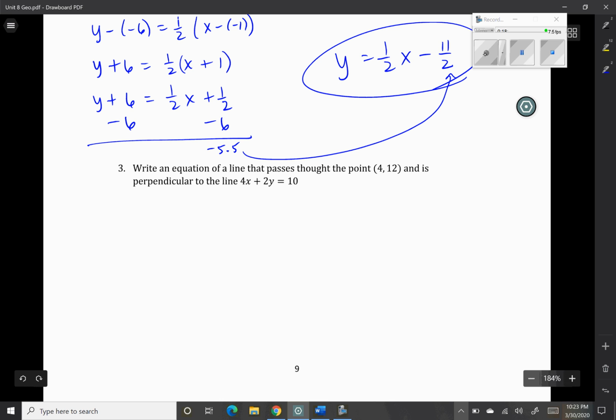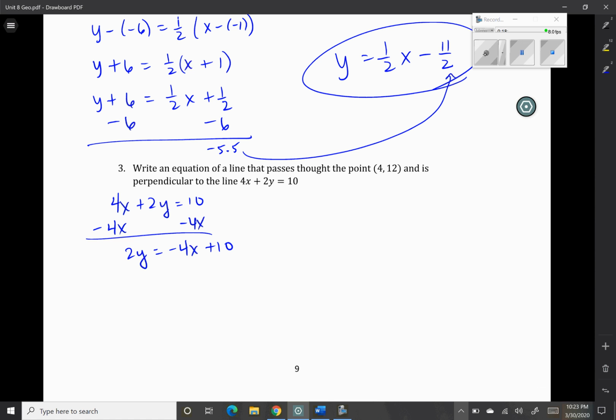Number 3 asks us to write an equation of a line that passes through the point (4, 12) and is perpendicular to the line 4x plus 2y equals 10. Well, to do that, I first need to find the slope of this original line. So I have 4x plus 2y equals 10. If I subtract 4x from both sides, I get 2y equals -4x plus 10. I like putting the x first. If you didn't, it's not wrong. Divide everything here by 2, and we get y equals -2x plus 5, which tells us the slope is -2.